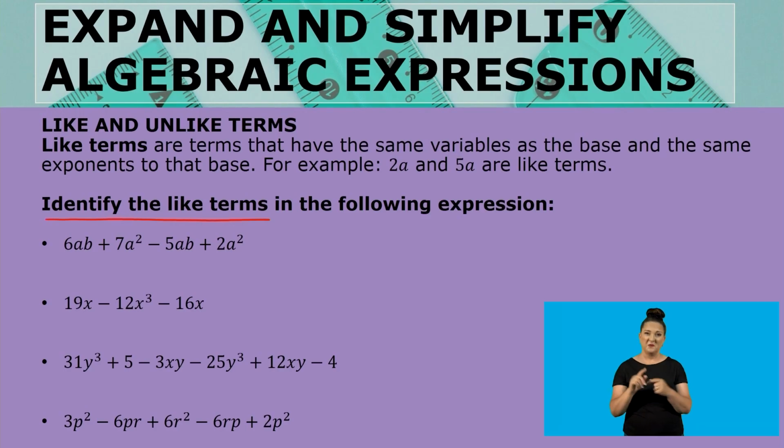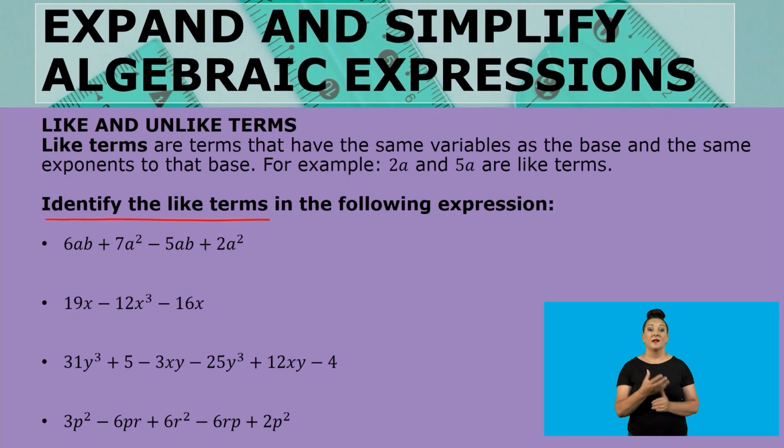Remember how we look out for like terms? They need to have the same variable and the same exponent to that variable. So let's look here. We have 6ab and 5ab. Those are like terms. Why? Because they both have ab as their base for the variables, and both a and b have 1 as an exponent. So they are like terms. We also have 7a squared and 2a squared as like terms. Let's look at the next one.